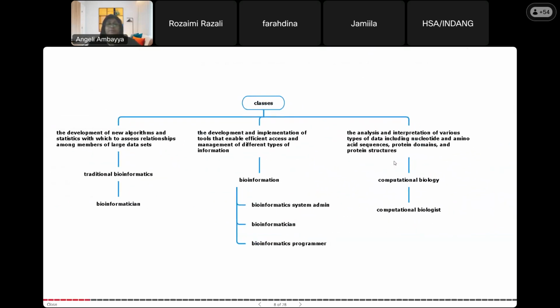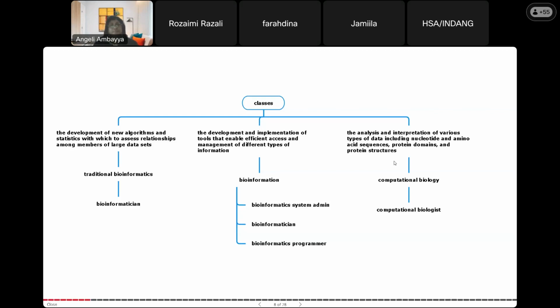For me, the way I classify bioinformatics, I classify them into these three classes. Number one is what I consider as traditional bioinformatics. This is the development of algorithm and statistics, which assess relationship between members of large data set. The people who work in this subdomain, we call them as bioinformatician.